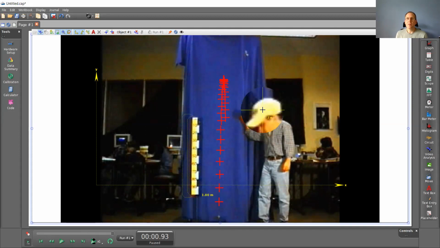Okay, so now what I want to do is I need to create 3 graphs. I want the vertical position versus time, the vertical velocity versus time, and the vertical acceleration versus time. So to do that, over here, I'm going to move my image out of the way. I need to click on graph.